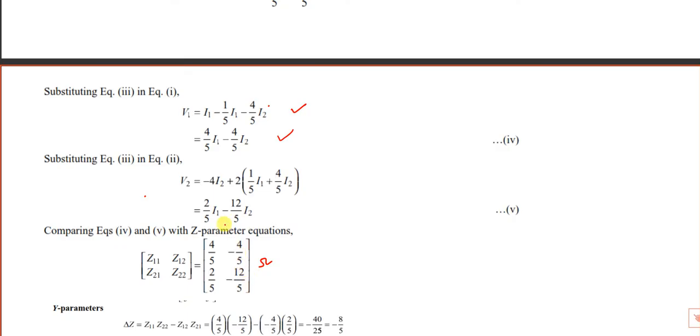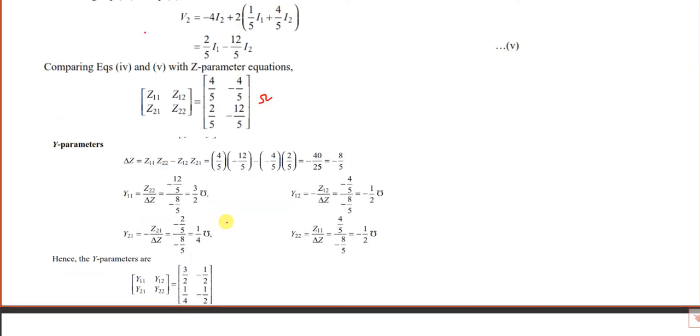So you have to find Y parameters also for this circuit. You can use a relation between Z and Y parameters. Y11 is equal to Z22 by delta Z. What is delta Z? You have to know the relationship between Y and Z, Y parameters in terms of Z. So this is the original Z matrix. The Z matrix determinant is 4 by 5 into minus 12 by 5, minus the product of the opposite, minus 4 by 5 into 2 by 5. If you simplify, you'll get minus 8 by 5.